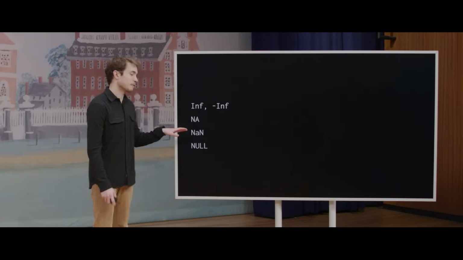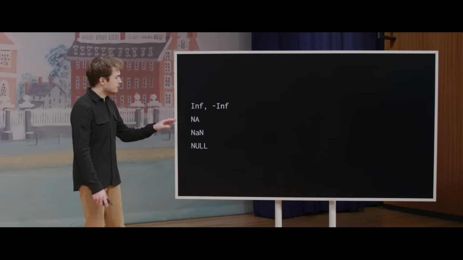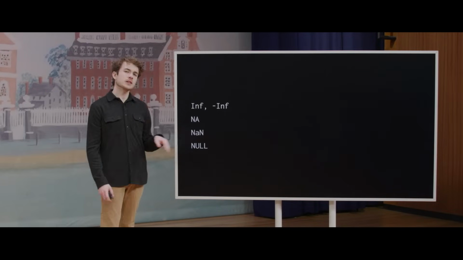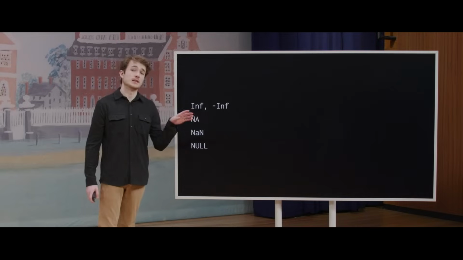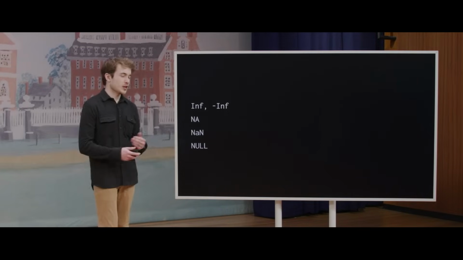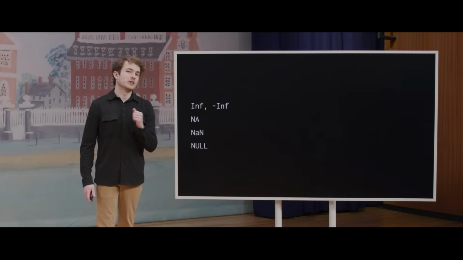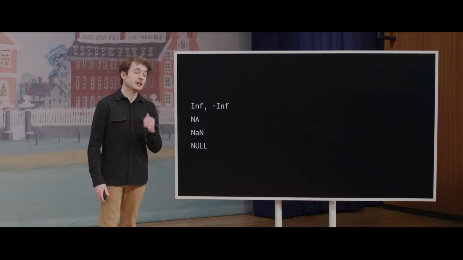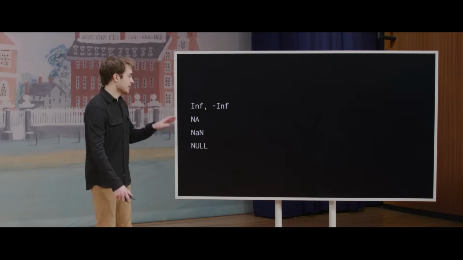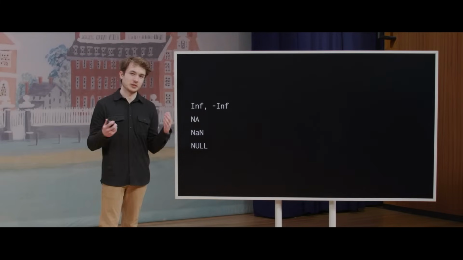We saw NA here for not available. We also have NaN, which stands for not a number. You could think of, if I tried to ask you, well, what is infinity divided by infinity? And you'd probably look at me confused. You would say, that's not a number. And I would say, yes, that's exactly correct. R says NaN is that result in this particular case.